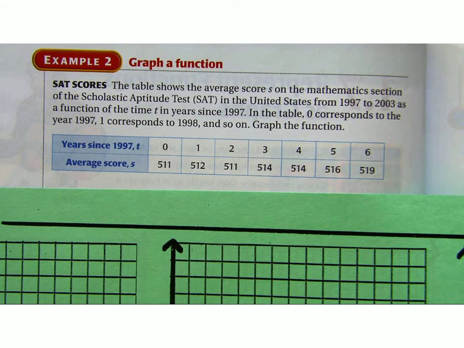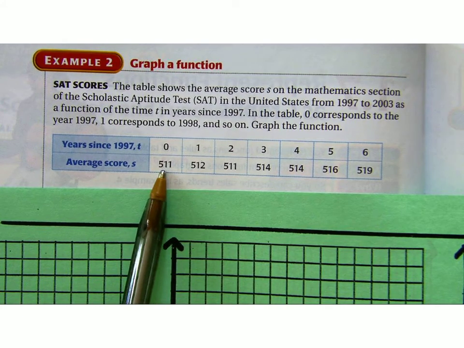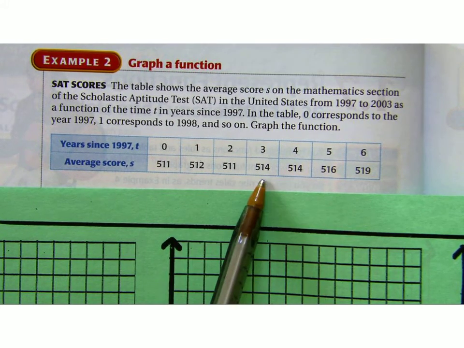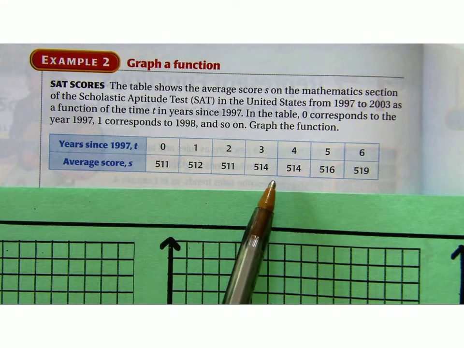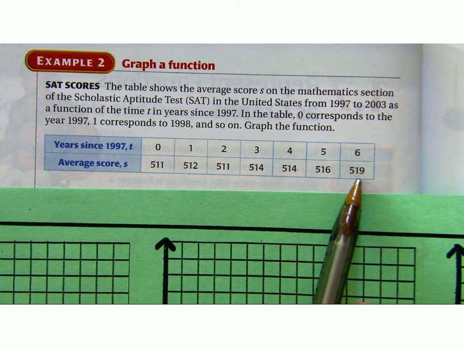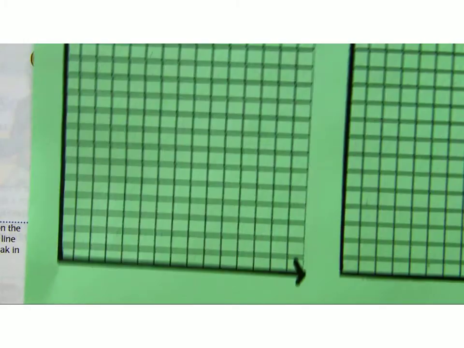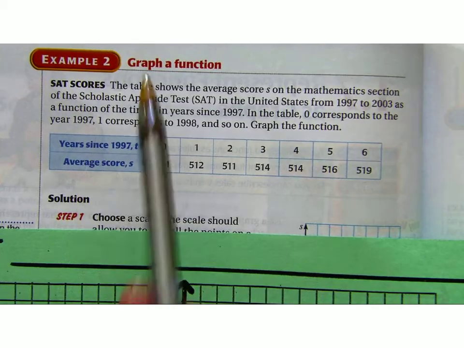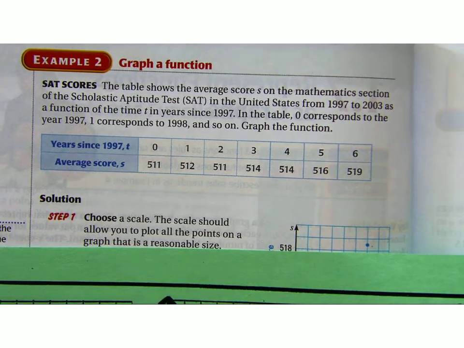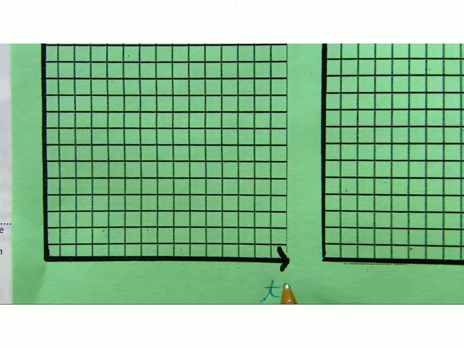Looking at the data, I saw some kids shaking their head. It goes up from 511 to 512, then back down to 511, and then it has no change for 1 year, and then a pretty steady jump here. So what you have to be able to do is take this, label it, and it tells you this is your x, which is your independent variable. So what's going to go on this axis? T for time. And on this axis is going to be your score.